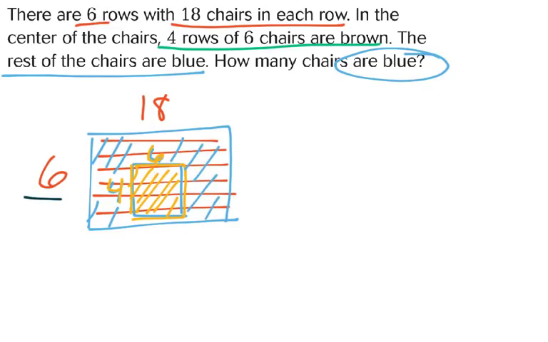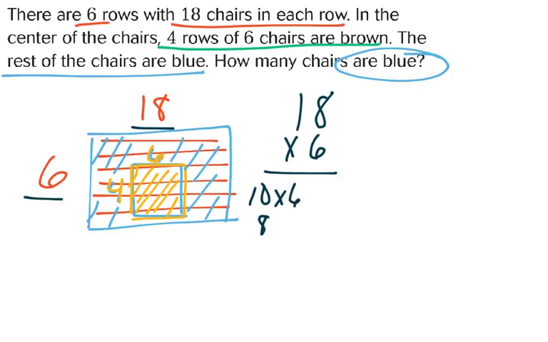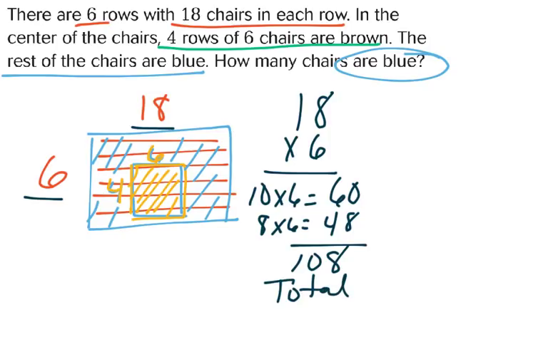In order to do that, I have to take my 6 and my 18 and multiply them together. I'm going to use partial products to do this. So I'm going to expand 18 to 10 and 8, and then distribute my 6. 60 plus 48, and that's equal to 108. Okay, that's my total chairs. Now I need to take my brown piece, and my brown piece is 4 and 6. So 4 times 6 is 24, and those are my brown ones.